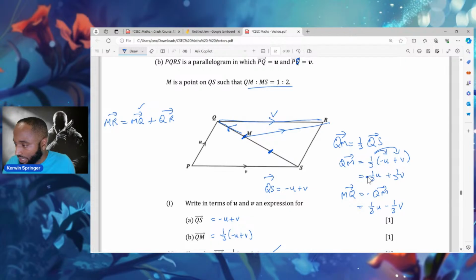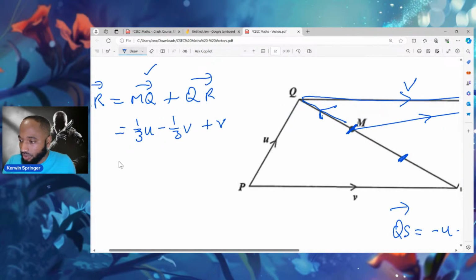So I switch the signs: this one was negative, this one was positive. If I go backwards, I need to put a negative in front of the Q to M, so it ends up switching this negative to a positive and this positive to a negative. And we're ready to cook there. So MQ is 1/3 of U minus 1/3 of V plus Q to R. Q to R is just V. Look at this carefully. I have 1/3 U, there's no more U. But I subtract 1/3 V, and then I add 1 V. So this is basically 1 take away a third, so this is plus 2/3 V.